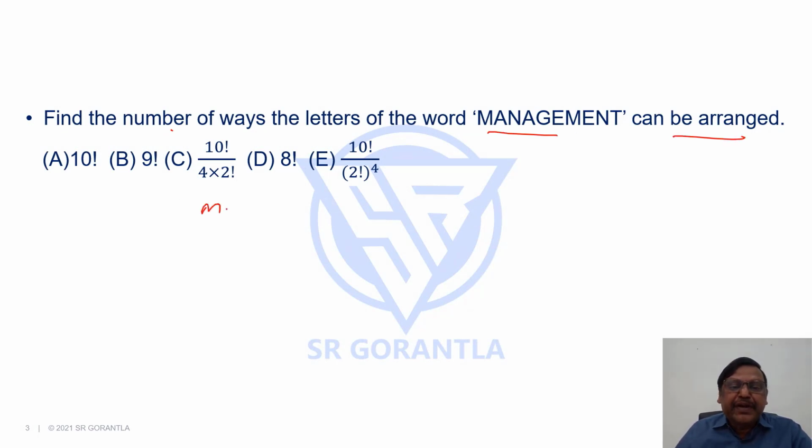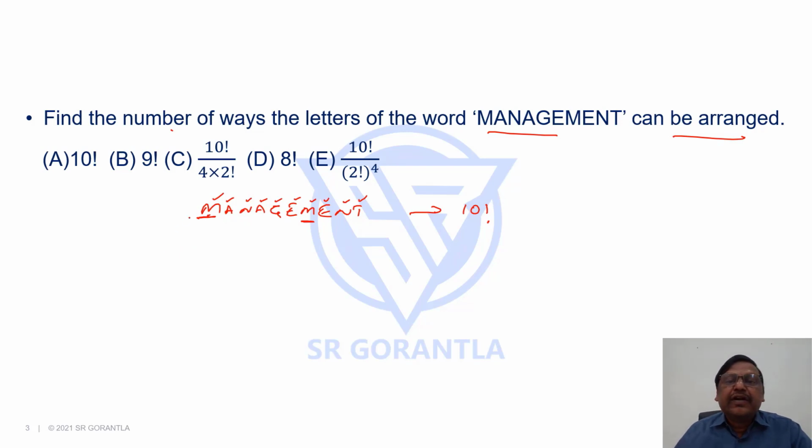If I write the word management here, it is a 10-letter word. You can check: 1, 2, 3, 4, 5, 6, 7, 8, 9, 10 letters. 10 letters can be arranged in 10 factorial ways. However, here a few letters have been repeated. For example, M is repeated twice.